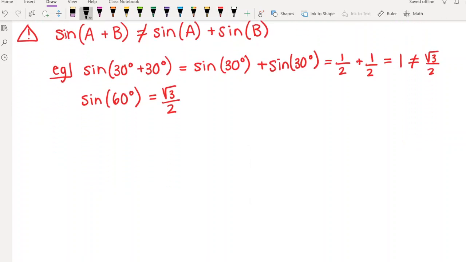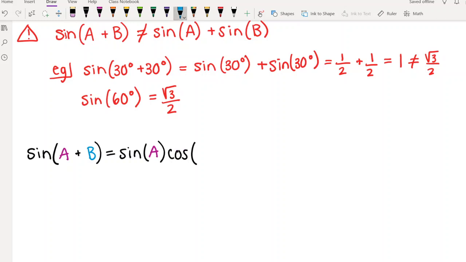So what is the actual formula? Here it is. Let's say you wanted to take sine of an angle A plus an angle B. The formula blends together sine and cosine in an interesting way. You start by taking sine of your first angle, sine of A, and then you multiply that with cosine of your second angle.